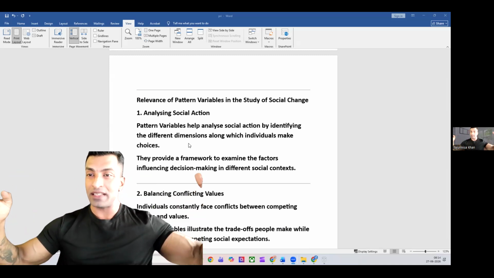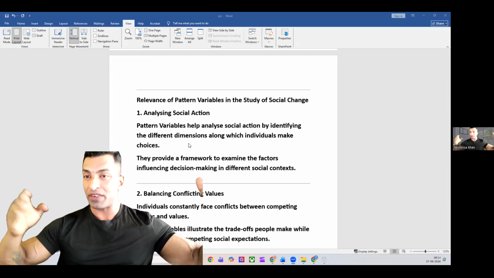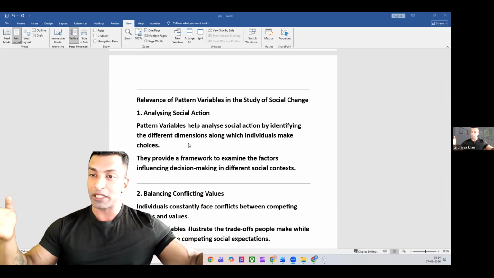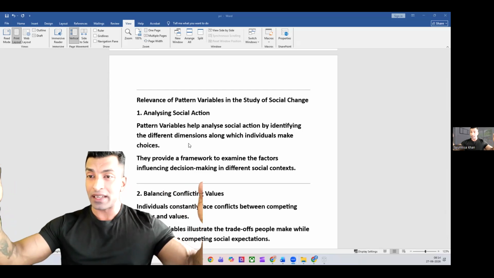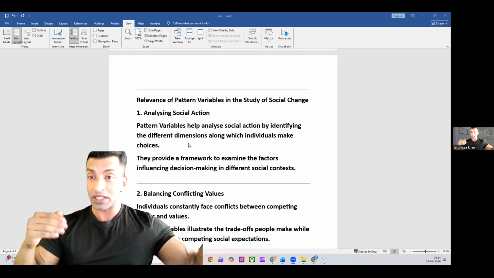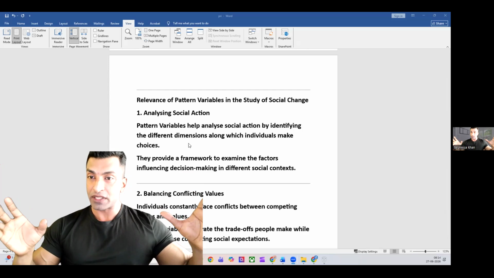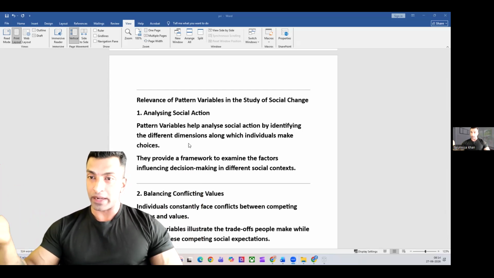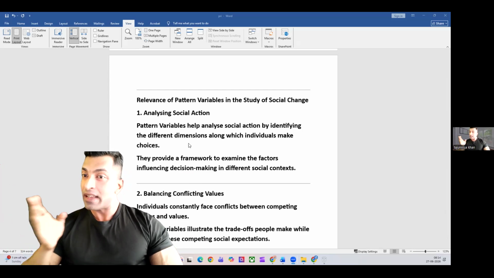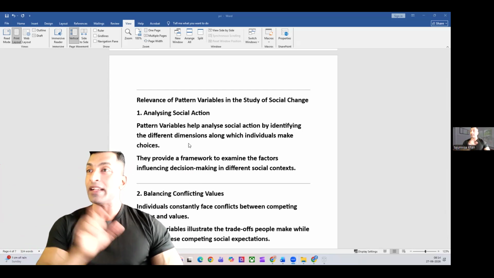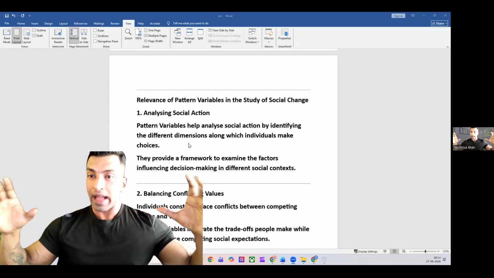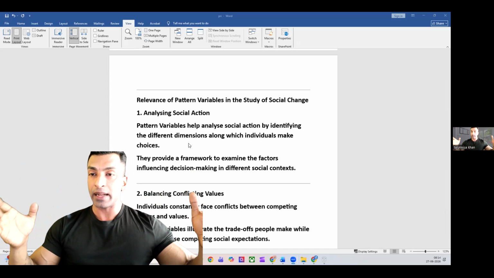So these, if you see, are extremes, right? Affectivity, affective neutrality: affectivity means traditional society, affective neutrality means modern society. If you see specificity versus diffuseness, diffuseness is towards traditional society, specificity means modern society, right? Self-orientation and collective orientation: self-orientation is modern society, collective orientation is traditional society. So these basically represent two extremes, two dichotomies, and these are nothing but traditional society and modern society.